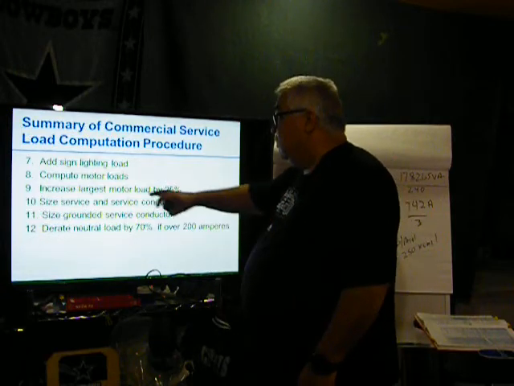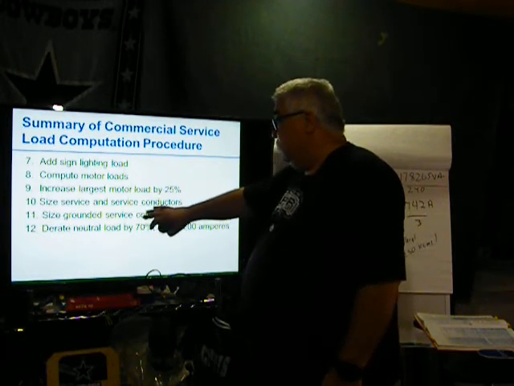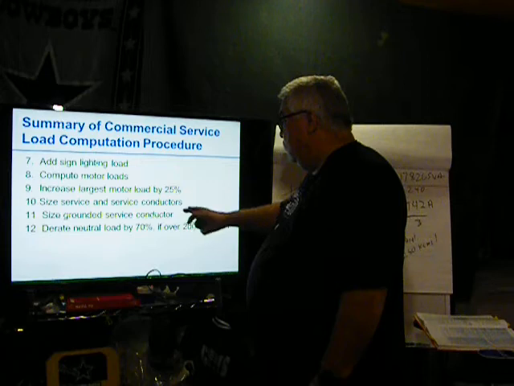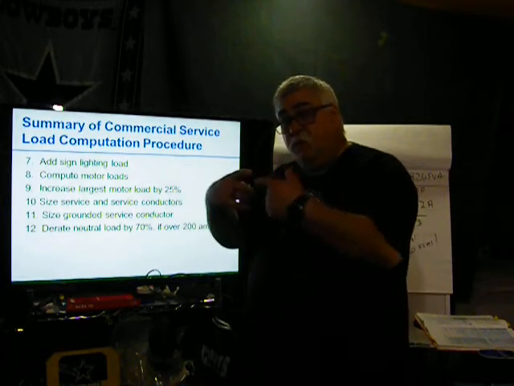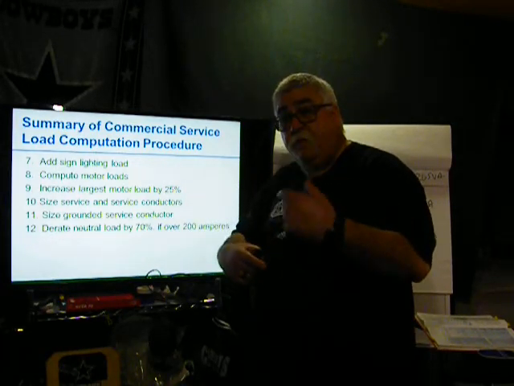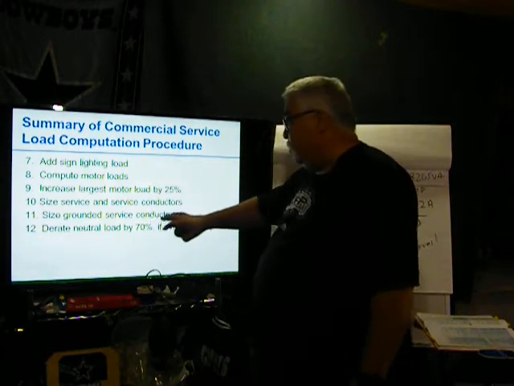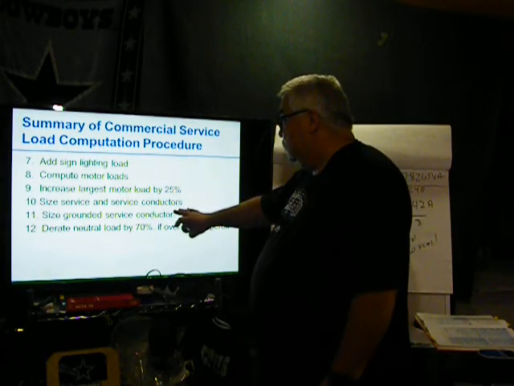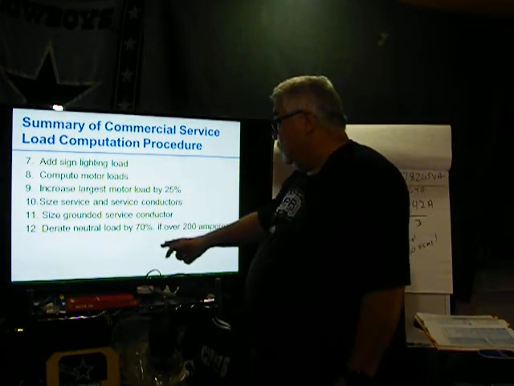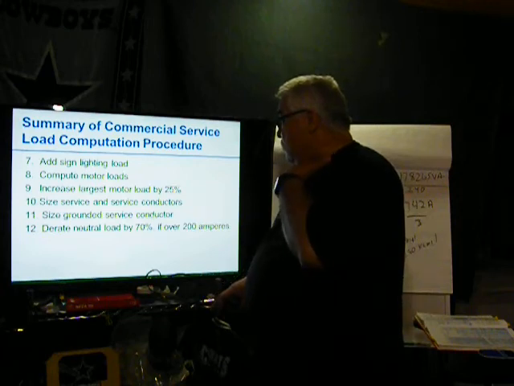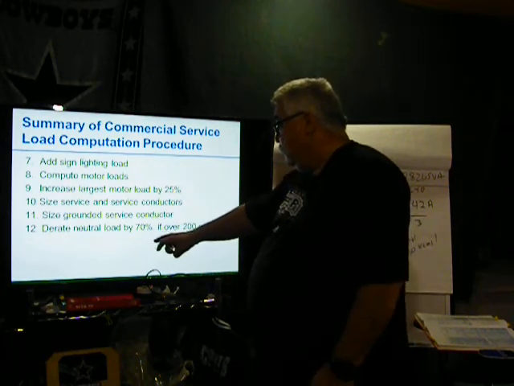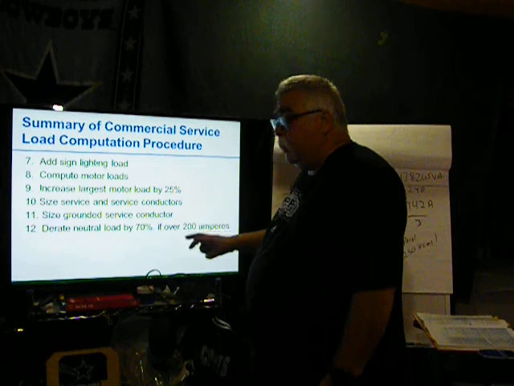I'm sorry, I forgot to go here. I'll add the sign lighting, compute the motor loads, increase the largest motor by 125%. That's if both of them are on the same breaker. Our 2 motors are on separate breakers, so that doesn't count to the motor we're doing. Size service and service conductors. Size the grounded service conductor. And then you can derate the neutral by 70% if over 200 amps.